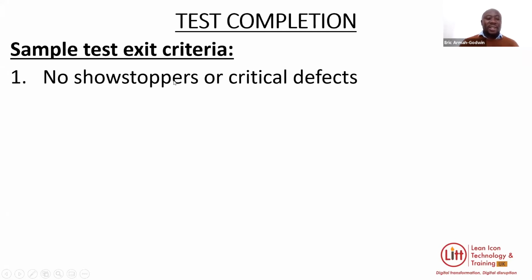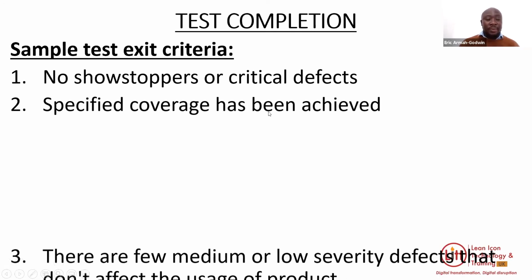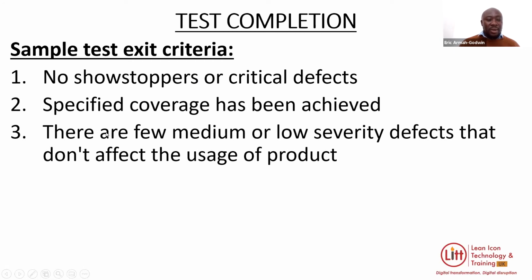So as a test analyst, my report should tell us that testing is not completed because there's a showstopping bug. Another example is specified coverage: in the reports, you have to specify that the specified coverage has been achieved. And then you have to agree that there are few medium or low severity defects that don't affect the usage of the product. So the team can agree that, yeah, we can pass this into production with these low severity bugs.